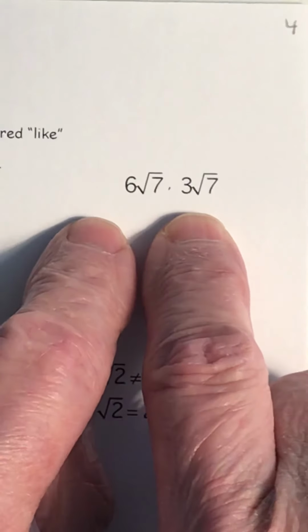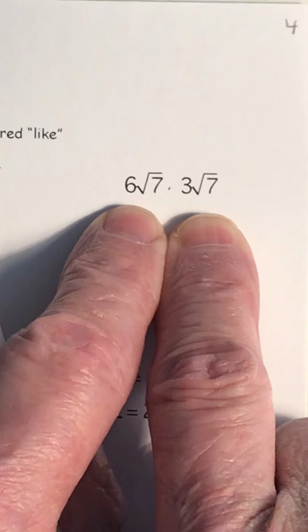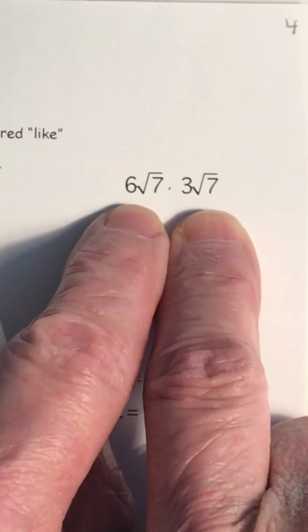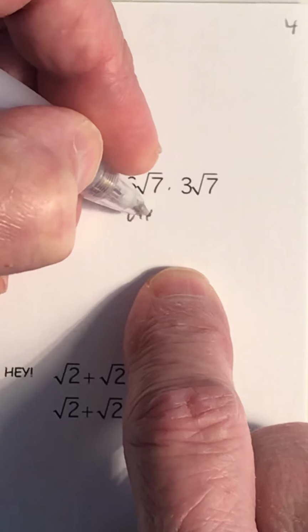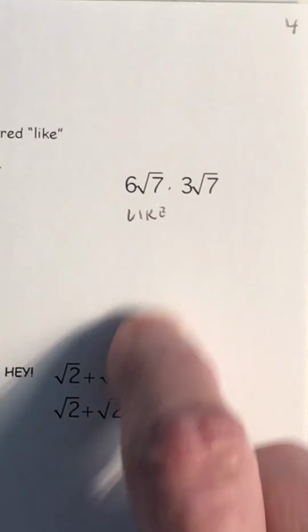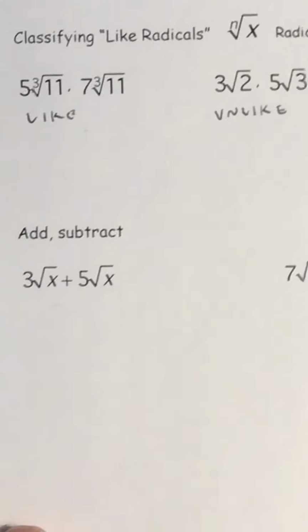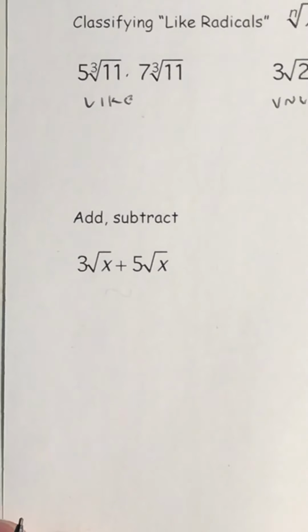And finally, 6 of these, 3 of these, are they the same? Yes, they're both square roots and they're both 7s, so they're both square root 7s. So these are another pair of like radicals. So if they are like, we can add or subtract.